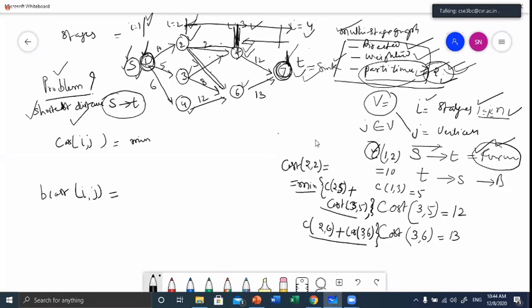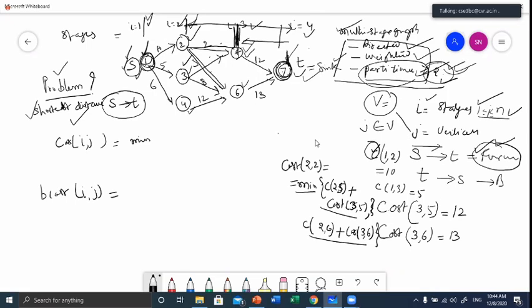Okay, the eraser option is not there. Anyway, then come to this. I want to calculate this one, for example, this one. 2 is over. I'm going to calculate 2, that is second stage, third vertex.